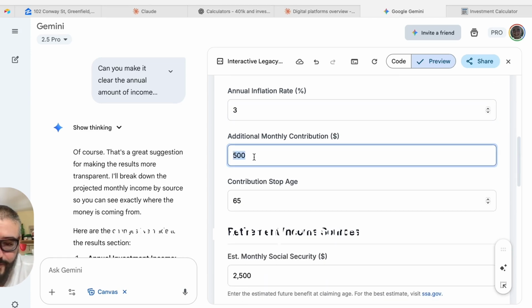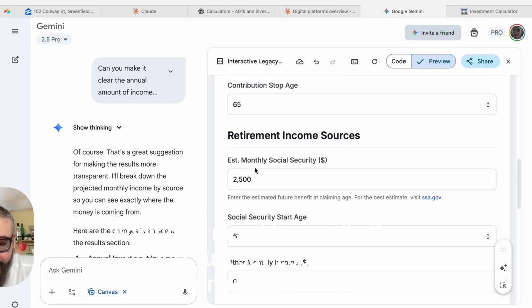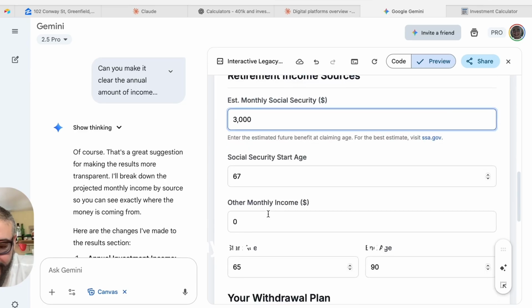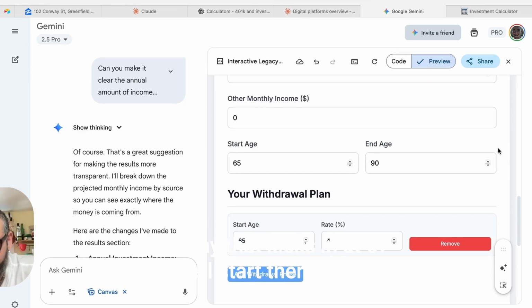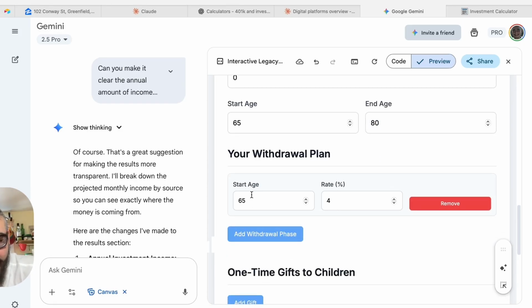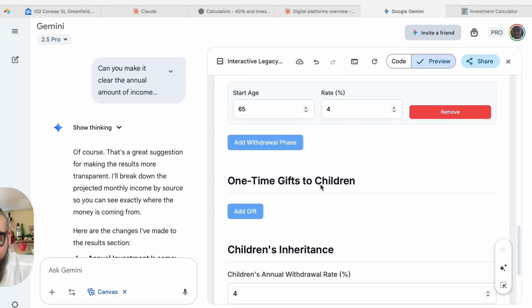Additional monthly contributions, let's just say 2,000. And we'll stop contributing at age 65. This allows me to pull in additional retirement income sources, so we'll use that same 3,000. And we'll say that kicks in at 67, and we'll end that at 80 as well. Withdrawal plan, right? So start at 65, and we're going to take out 4%. This is kind of cool.